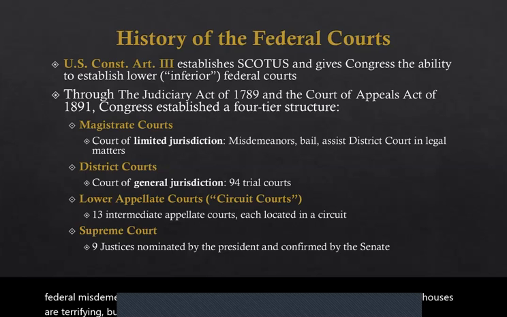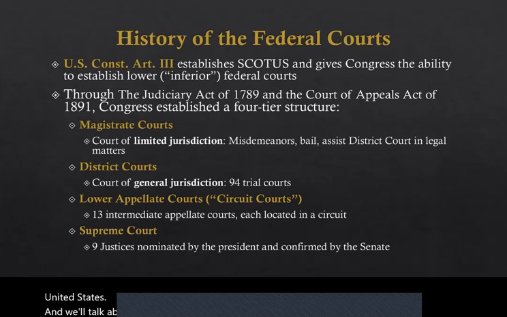Where you know you're in trouble is if you get to the district court. District courts have general jurisdiction, right? These are the trial courts. There are 94 trial courts at the federal level in the United States. And we'll talk about how they're broken up in a moment.